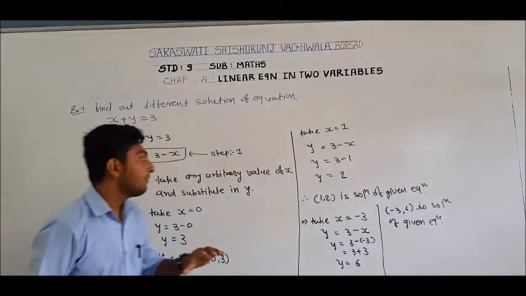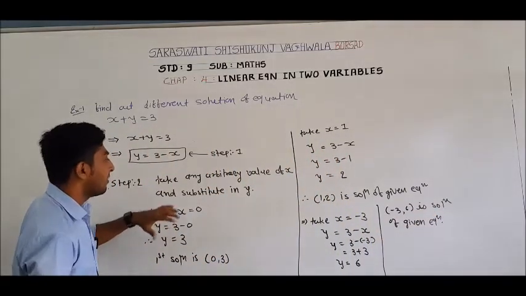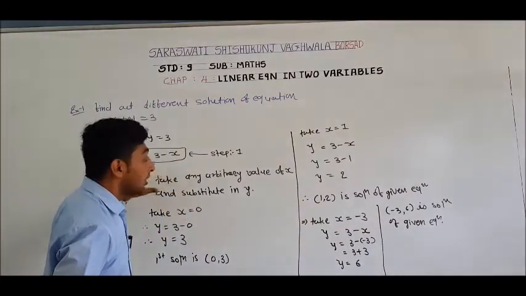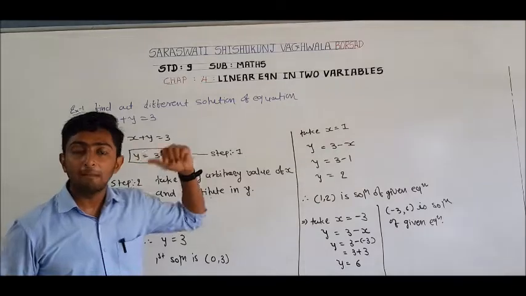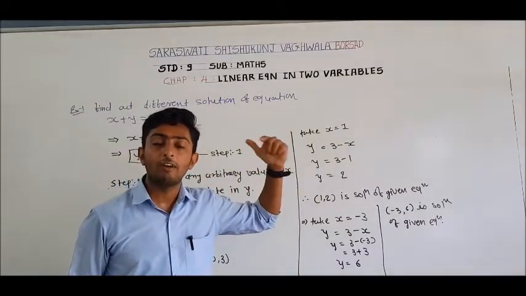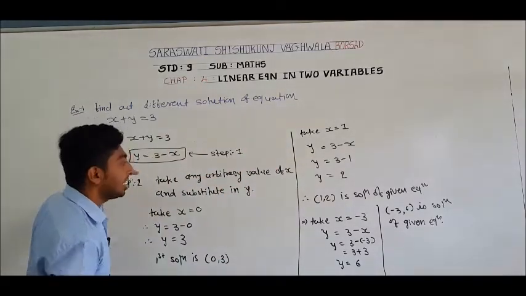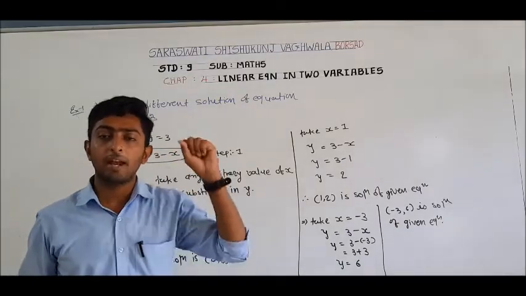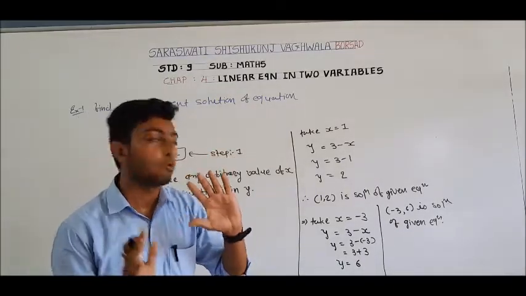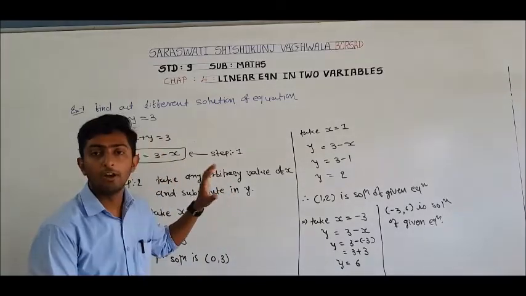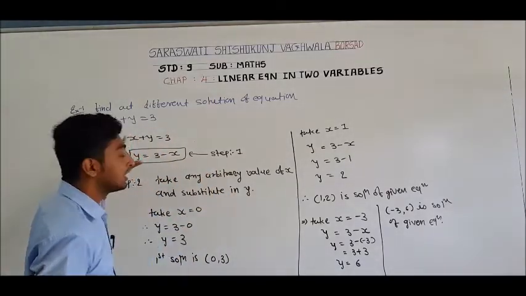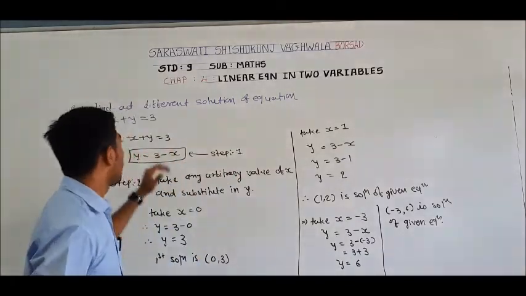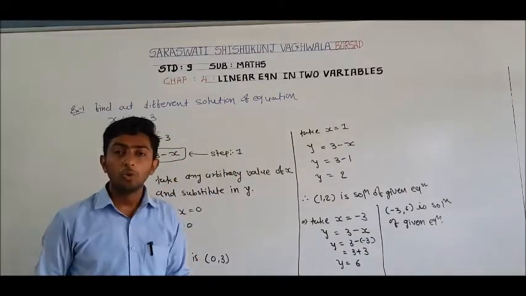So friends, if you take any arbitrary value of x, you can get the value of y automatically. So we can find infinitely many solutions by substituting the value of x. Here I can take only 3 values. You have to take x equal to minus 4, minus 3, minus 2, any value of x you have to substitute in y, you will get the value of y also. So in this way you will get the infinite solutions of a linear equation in 2 variables.